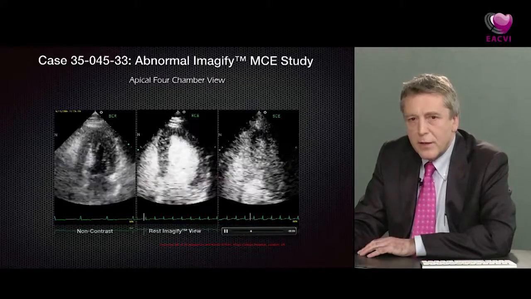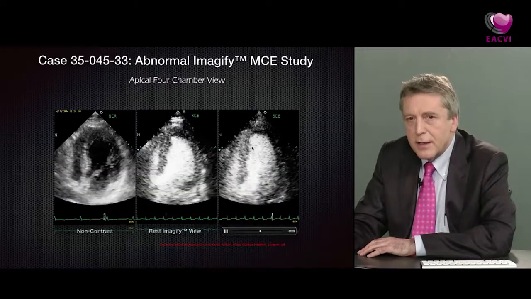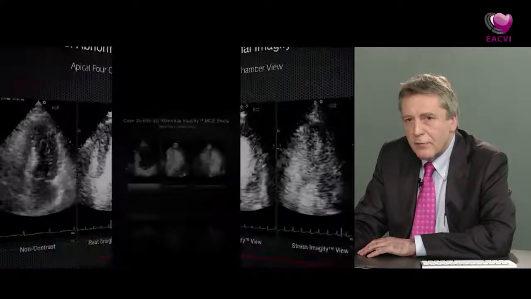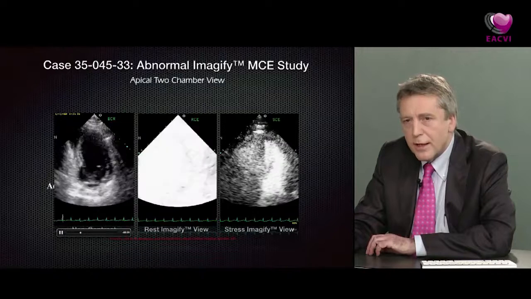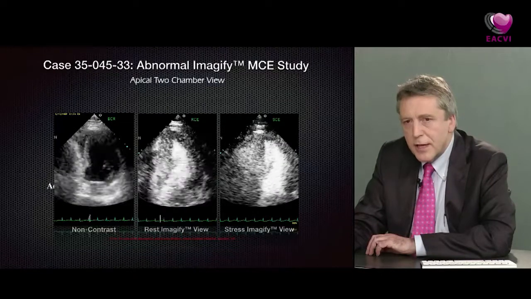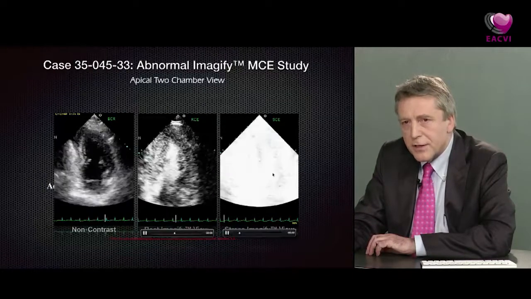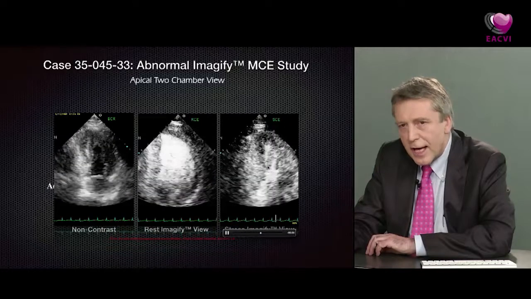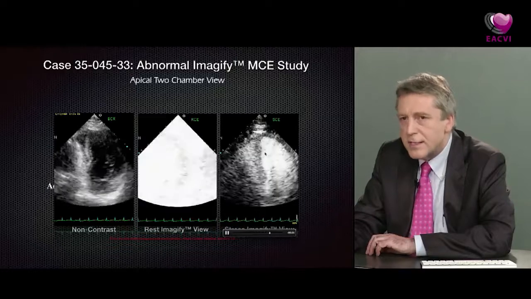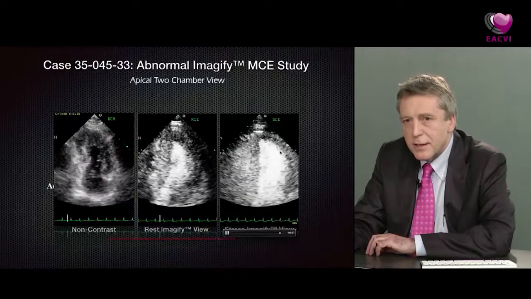Here is the two-chamber view. Again, the baseline image here. This is the resting image. Let's not focus on that. Let's look at the money image, which is this one here, which is the peak stress image. And again, look what happens after flash. It's not only the apex and the anterior wall that's affected, but look at this apical inferior wall. There you can see very nicely the perfusion defect.